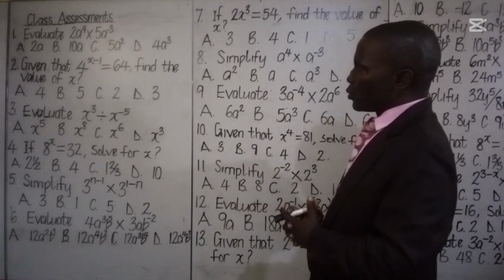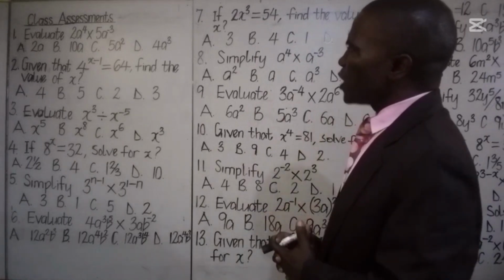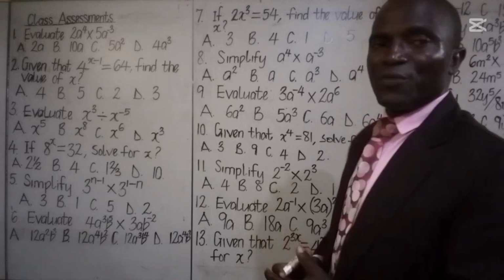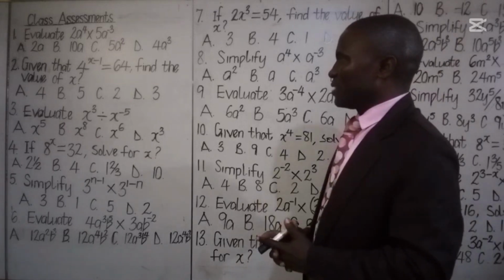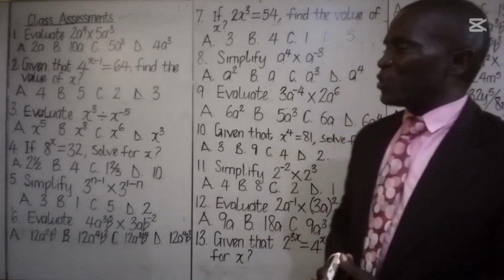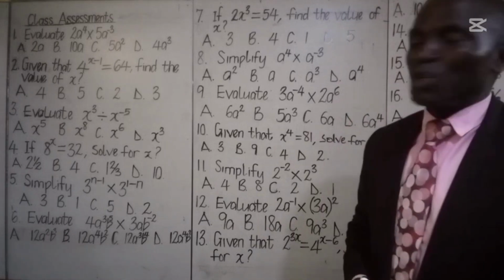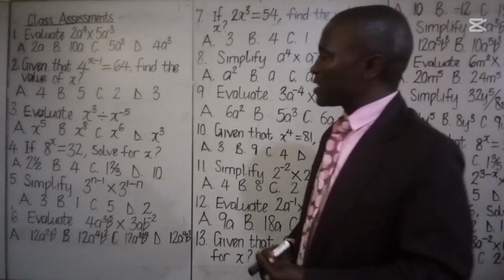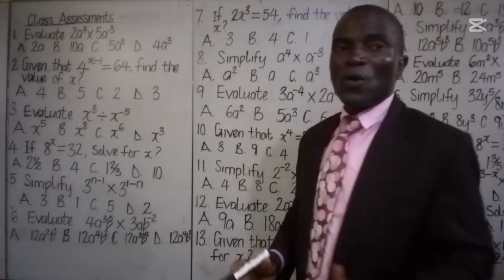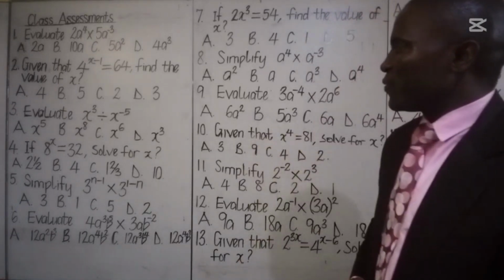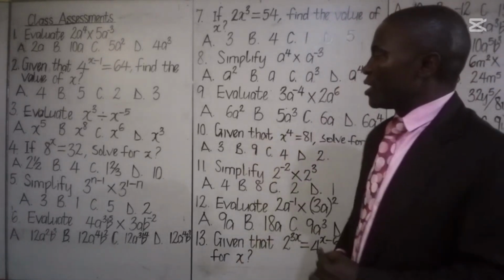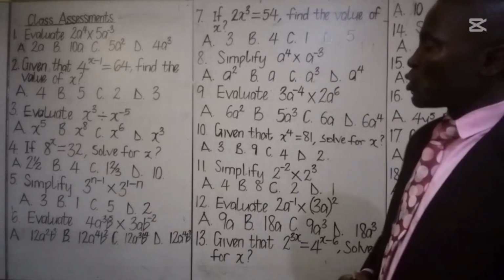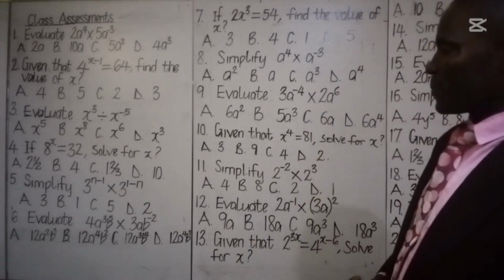Class assessment 2 says given that 4 raised to power x minus 1 is equal to 64, find the value of x. 3. Evaluate x raised to power 3 divided by x raised to power minus 5. 4. If 8 raised to power x is equal to 32, solve for x. 5. Simplify 3 raised to power n minus 1 multiplied by 3 raised to power 1 minus n.